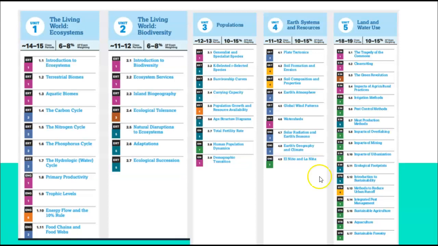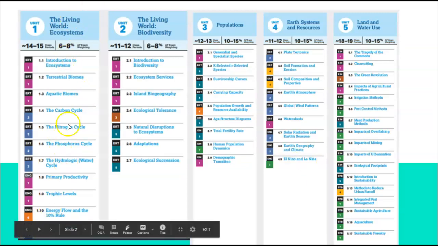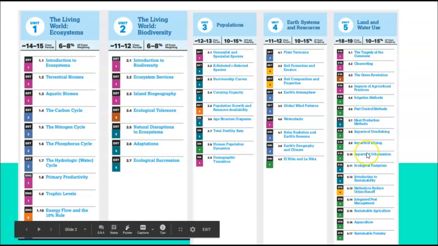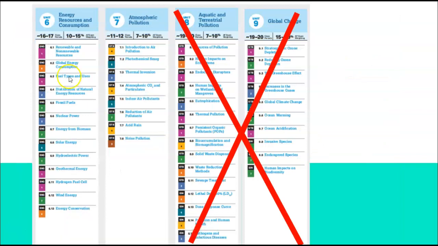So units 1 through 7, what does it include? So cycles, biomes, trophic levels, biodiversity, populations, so K and R selected species, carrying capacity, age structure diagrams, those are those pyramids, right? Fertility rate, demographic transition. Then we've got atmosphere, soil, geography, climate, El Nino. We've got overfishing, agriculture, ecological footprint, aquaculture, so fishing, all of that kind of stuff. 6 is resources, energy, so that's what we're doing right now. That's what I'm teaching you, renewable and non-renewable resources, and then air pollution, noise pollution, acid rain.